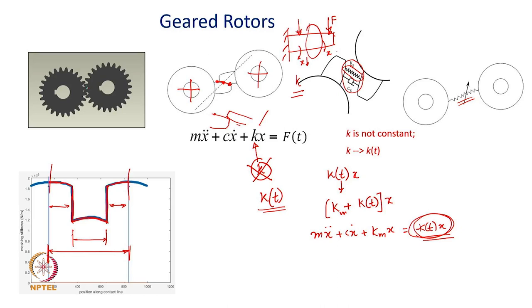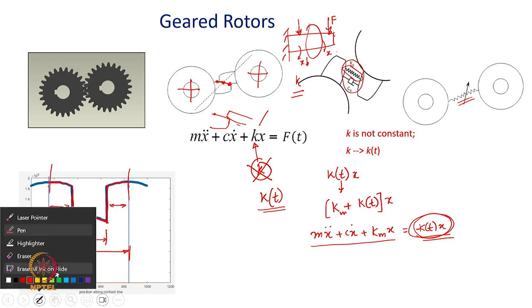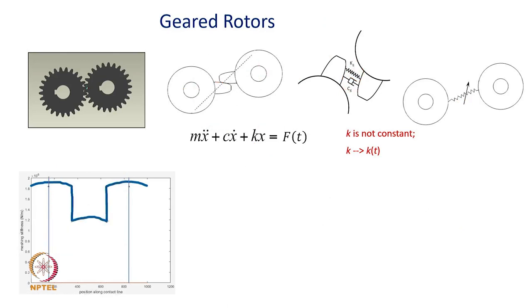So even if there is no unbalance, even if there is no other external excitation, the system will get excited and will generate vibratory response. Now this is something which is happening even without any deterioration in the condition of the system. That means even if the gears are perfectly healthy, this kind of excitation is going to be there.